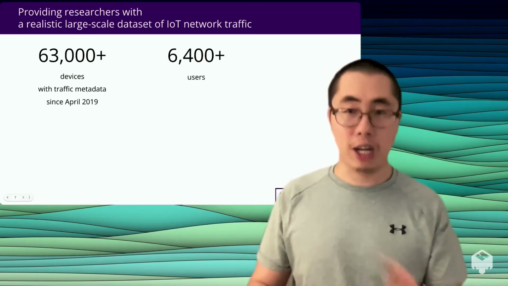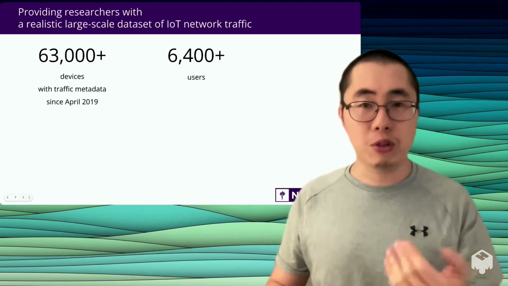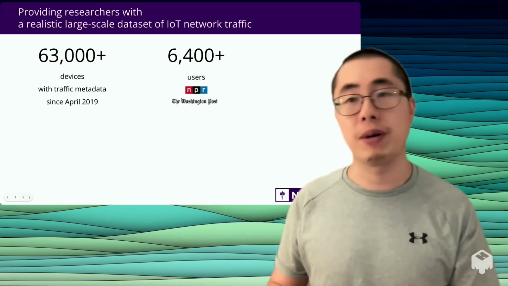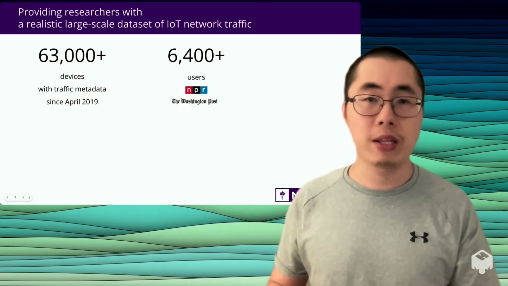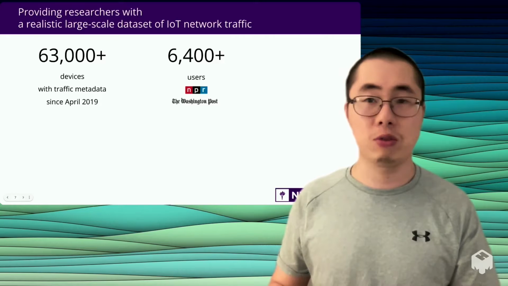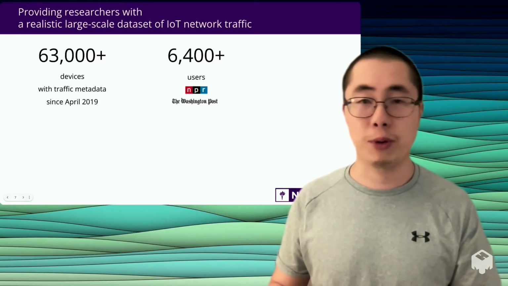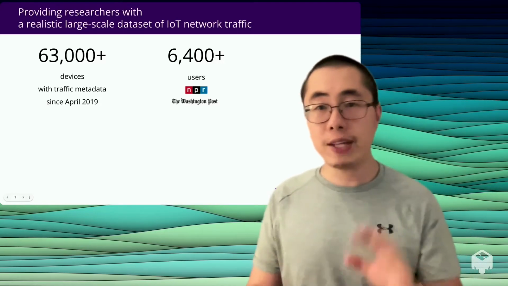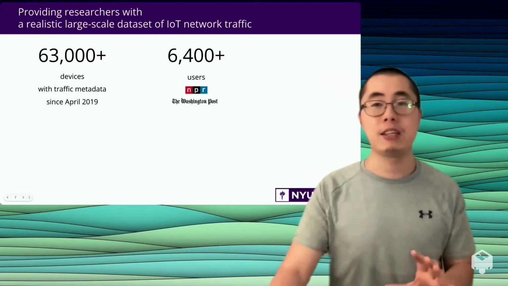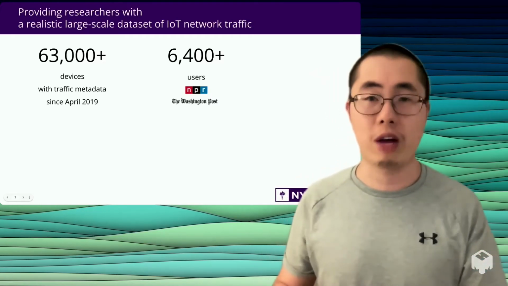These users are anonymous, but a few individuals have come out and identified themselves publicly, including reporters from NPR, National Public Radio, and Washington Post. These folks used IoT Inspector to investigate privacy risks of smart TVs. And to our knowledge, this is the largest open data set of real-world IoT traffic.